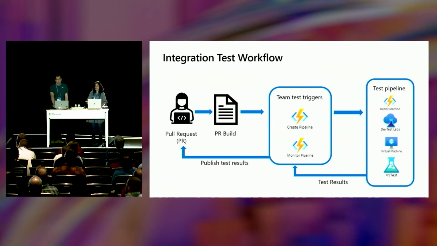And once we have the test deployed, we run it. We have another Azure function that monitors the pipeline, and once the test results are available, we report them back to the PR. Great. So what does this look like in the PR then?